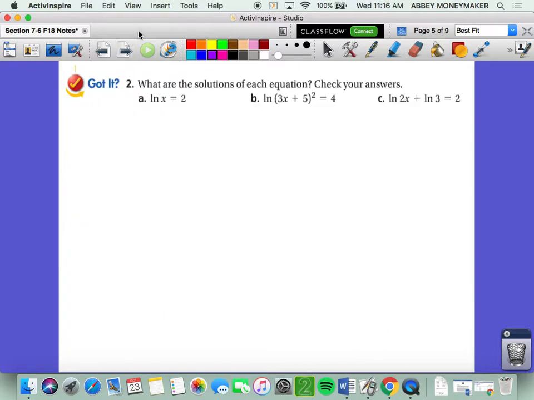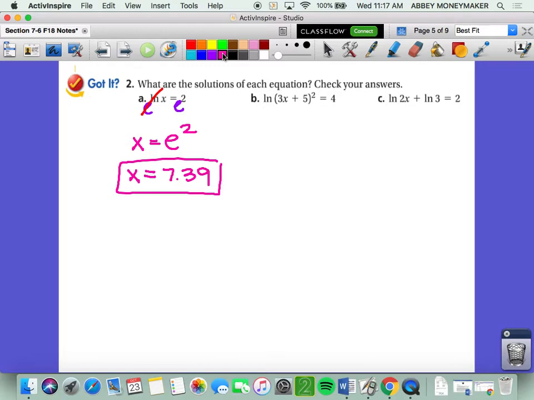All right, let's practice some more. Let's go. On A, what should you ask yourself? Is the natural log function by itself? Yeah, so how do I get rid of the natural log? E. This one's easy. The natural log and e cancel each other out. So you're left with x equals e to the second. What is e to the second? 7.39. So, easy. Very straightforward.